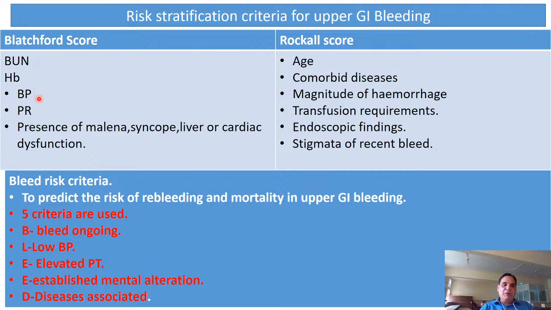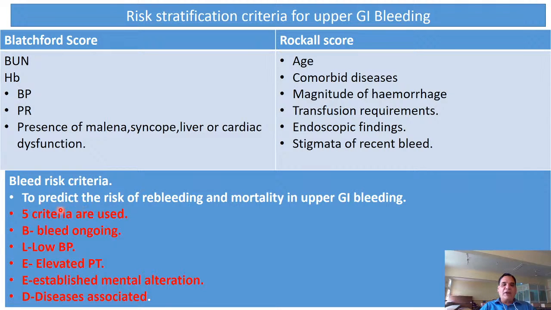BUN, Hb, BP, PR and presence of melena. The criteria are very simple. Nothing very extraordinary. For Rockall: age, comorbid conditions, magnitude of shock, transfusion requirement, endoscopic stigmata. They have given a name to what we are doing. So the Rockall score is what we commonly follow. Okay. And what are the risk criteria?